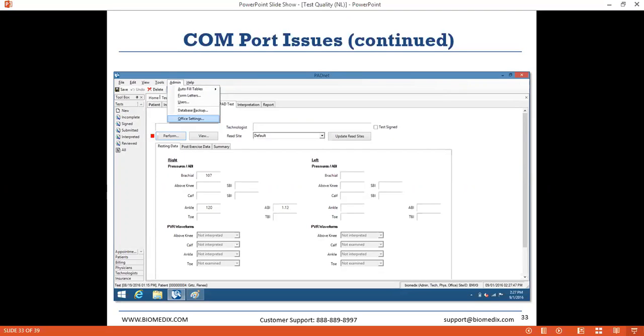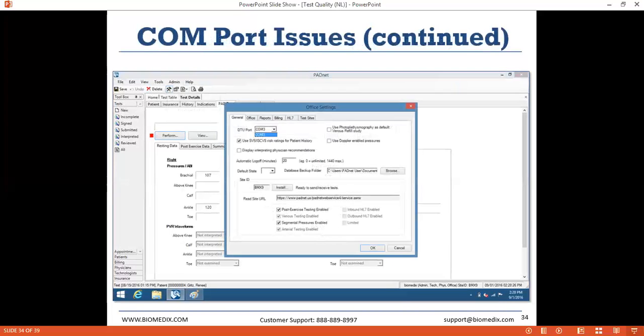So if you're sure everything's turned on and seated properly, there's one other thing that you can try, and that's if you go up to admin in the menu settings on the PADnet software, you go down to office settings, there will be a pop-up, and in the top left corner of that pop-up is a drop-down menu labeled DTU port. Click on that and make sure that there's something selected in there. Most commonly, that something is listed as COM3, but if it lists as another number like COM4 or COM8, that's perfectly fine. Select that, click OK, and you should be up and running again.